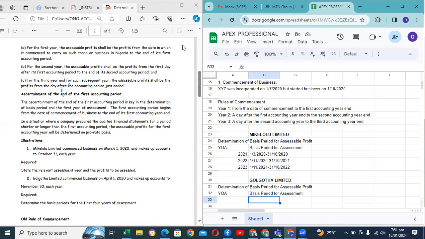How about in case of an exam situation whereby we have a year that is in between or within the old period and the new rule? I'm still going to get to that. I'm going to get to that.